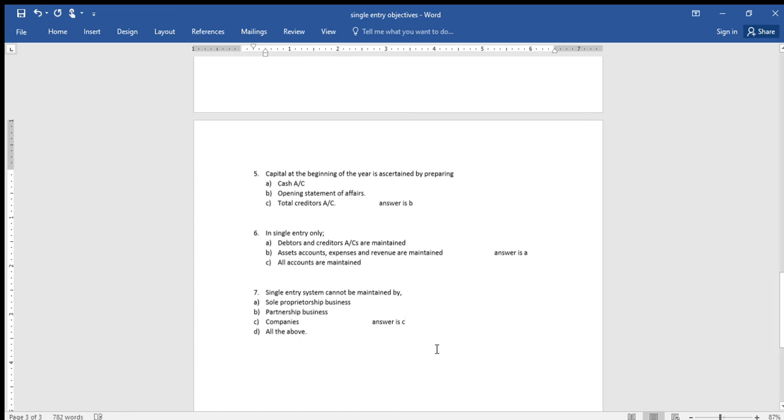Those are some of the objectives in single entry and complete records.